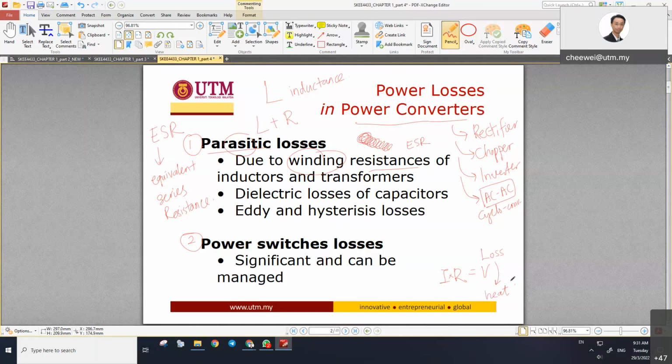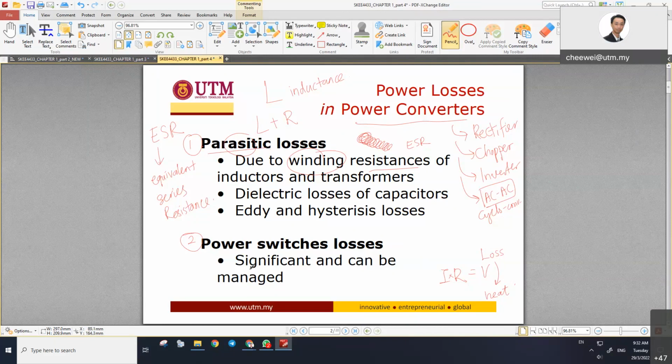But can you eliminate this resistance? Cannot. You cannot do anything because it's inside the material. We cannot help unless you buy material that comes in very pure. But that doesn't happen, right? You will have a small amount as well. So number one is parasitic losses. You cannot help to reduce that. It is in the material itself. Number two is the power switches losses. What is that?